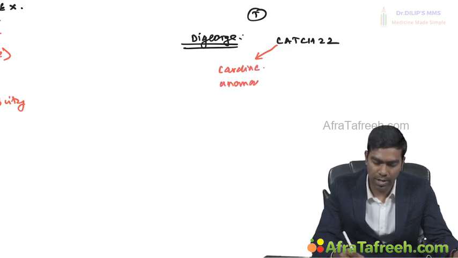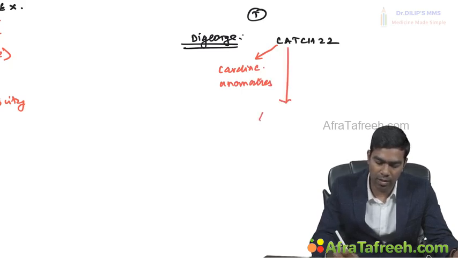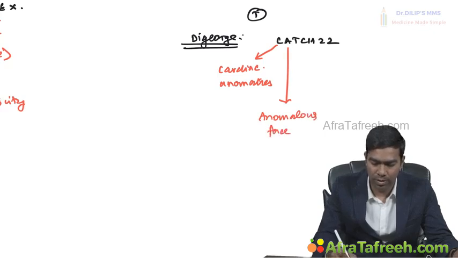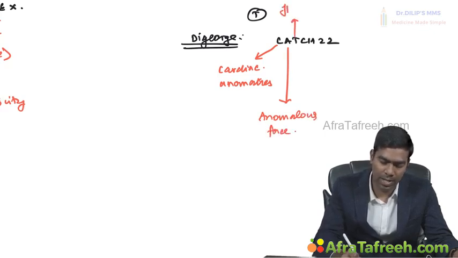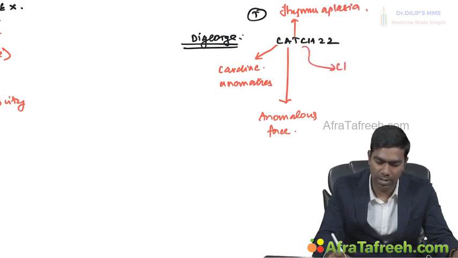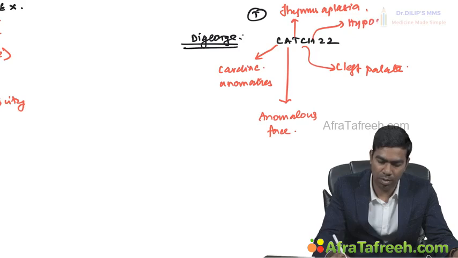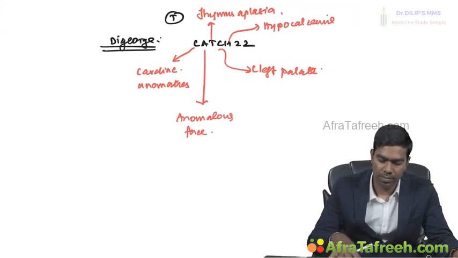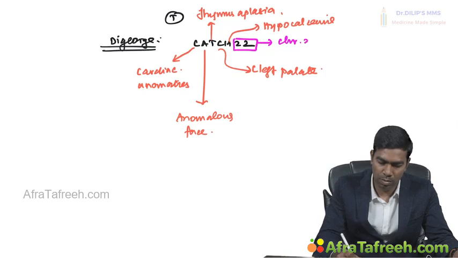and A stands for anomalous face, and T stands for thymic abnormalities. Typically, they will have thymus hypoplasia or aplasia, absent thymus most of the time. And C stands for cleft palate, and H stands for hypocalcemia. Very important point. Hypocalcemia. And 22 stands for the affected chromosome, chromosome number 22.